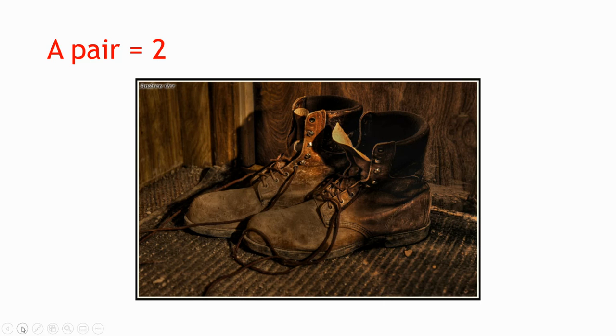In life, there are many situations where we have words that are used to express a number, sometimes large and sometimes small. Let's look at a few examples. When I think of the word pair, I think of a pair of shoes or a pair of glasses. And that word pair represents the number two. So here I have two boots, and I can say I have a pair of boots if I wish to.